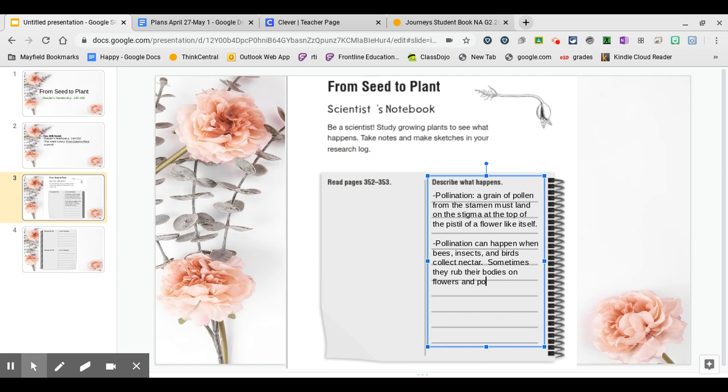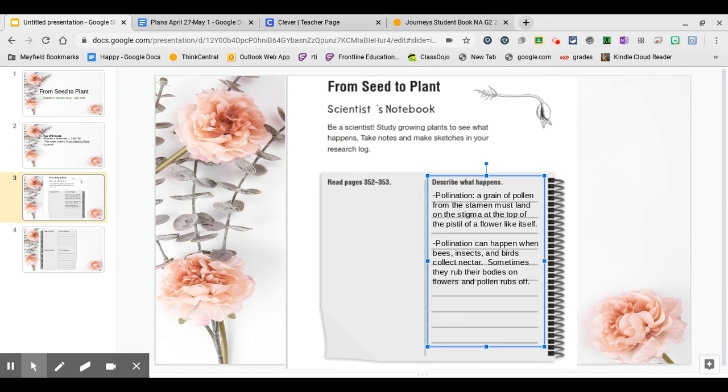pollen rubs off. Now, I chose how I wanted to word that. I used the words from the story and put them in my own words. Pollination can happen when bees, insects, and birds collect nectar. Sometimes they rub their bodies on flowers and pollen rubs off.